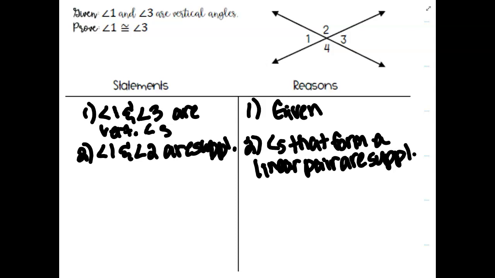Now, in that same statement, I'm going to use that same reason to identify another pair. Angles 1 and 2 are supplementary, and so are angles 2 and 3. So still in statement 2, let's say angles 2 and 3 are supplementary. I don't need another reason. It's the same reason under the same statement, so we can combine those together.